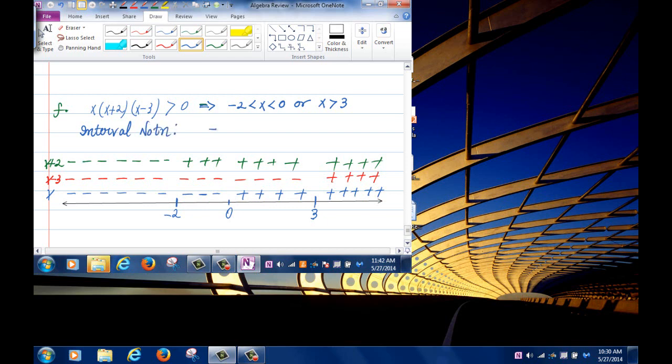X could be from negative 2 to 0, parenthesis, you're correct, and then from 3 to infinity. So x is in there. Everybody's okay?